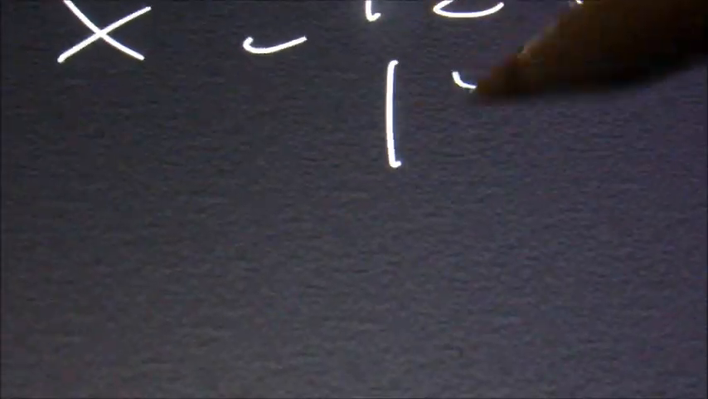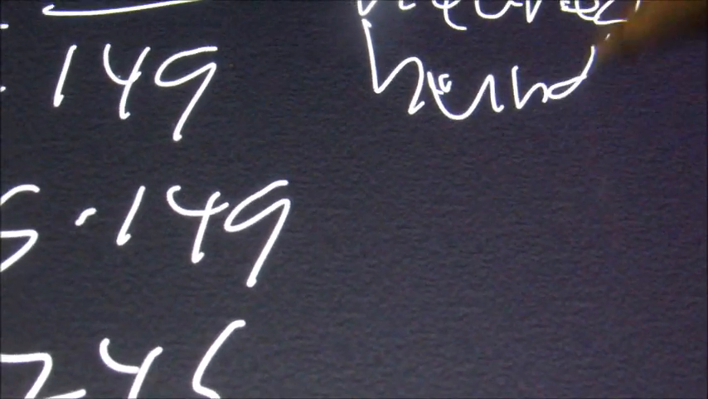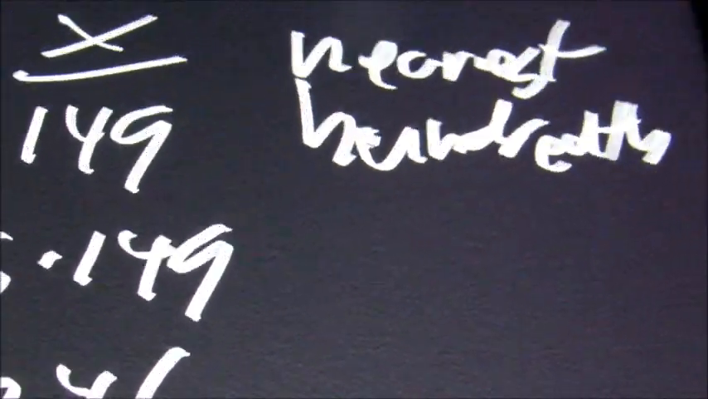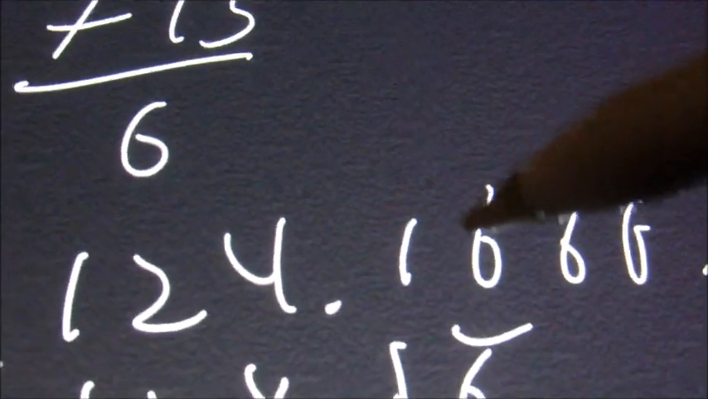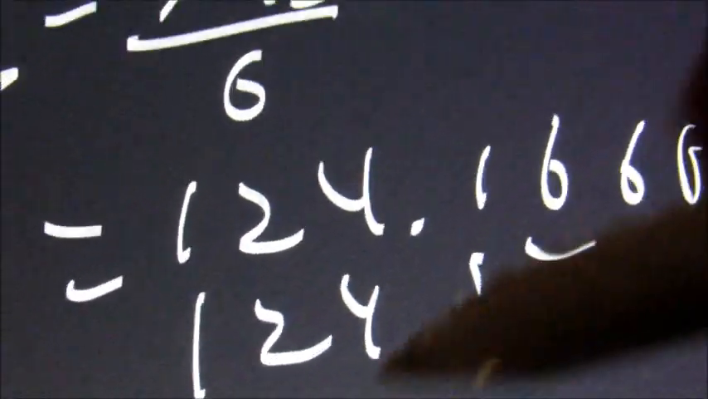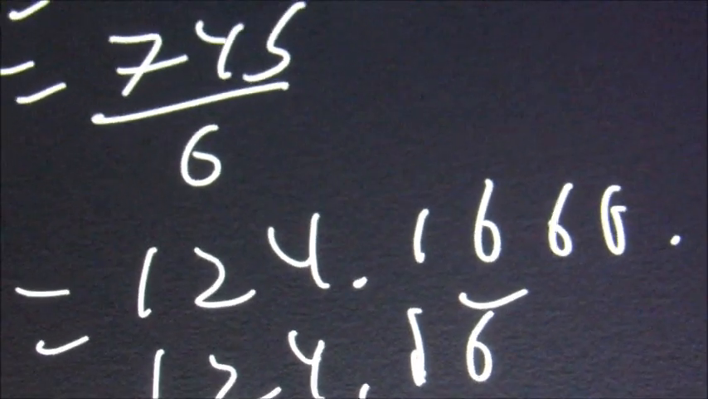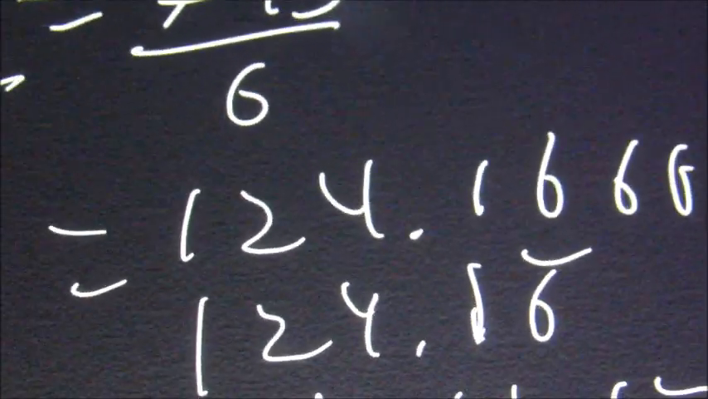So it's actually 124.16 repeating. But if it says round to the nearest hundredth, that means we have to look at the hundredth spot, which is a 6. The next one over is a 6. That means we round up. So our answer is going to be 124.17. Pay attention if it says to round and where it says to round to.